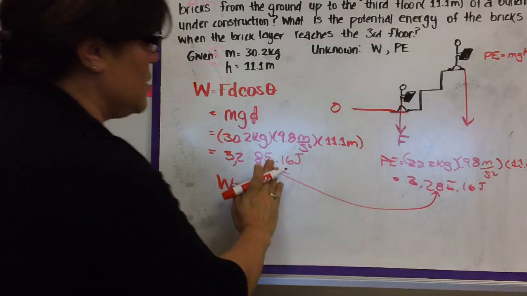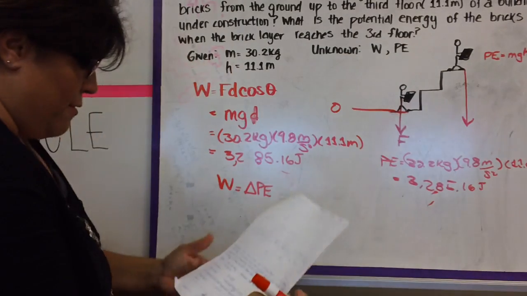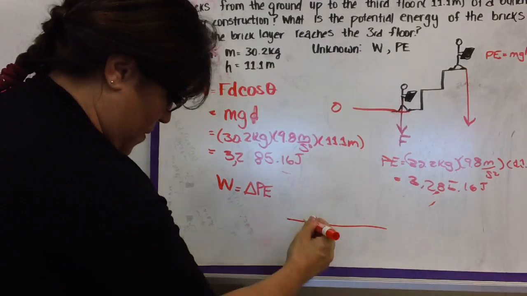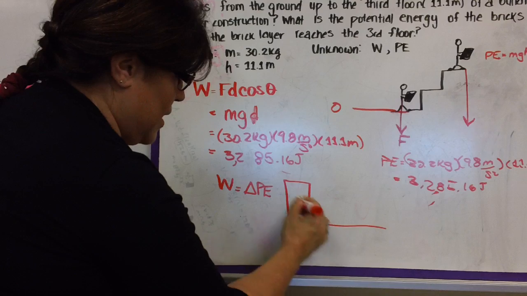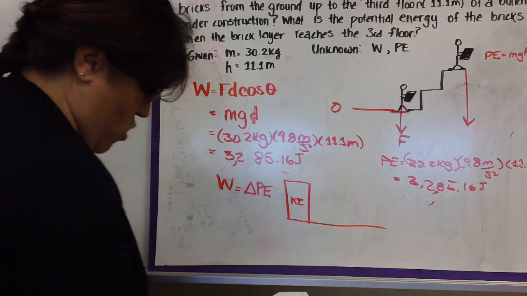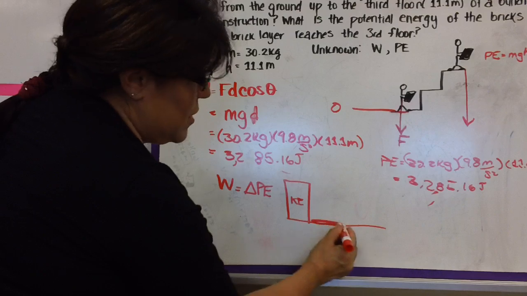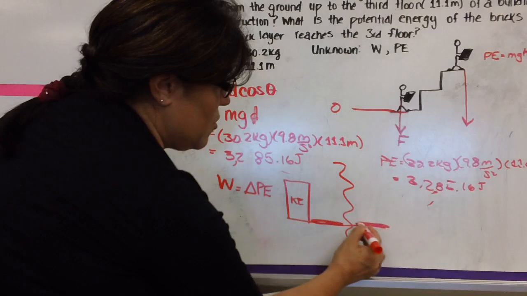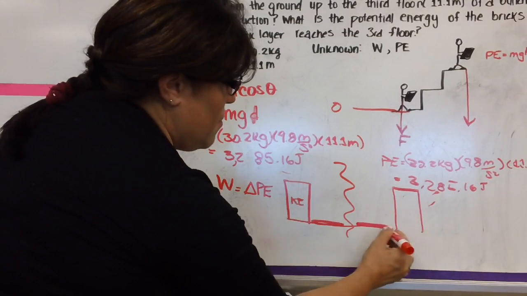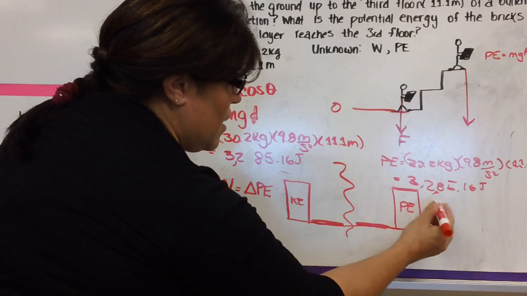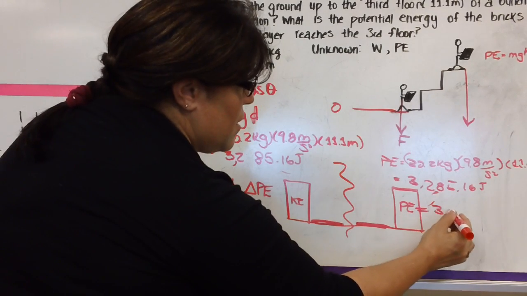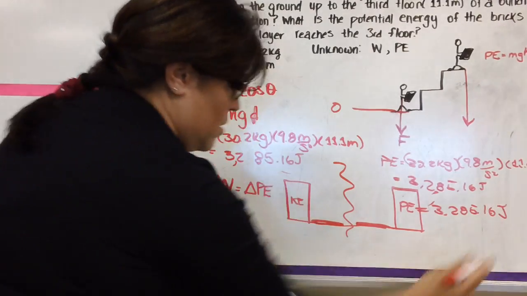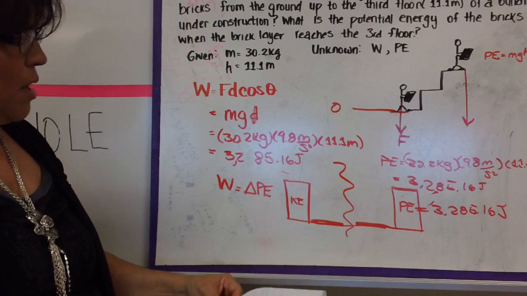So if I were to take the same thing and draw a bar graph, I could show that right here. When he's at the bottom, he has kinetic energy. Way up here, he has no potential energy because he's sitting at the bottom. And then at the top of the stairs, he has no kinetic energy and maximum potential energy. The potential energy here is 3,285.16 joules. So we are able to solve these equations.